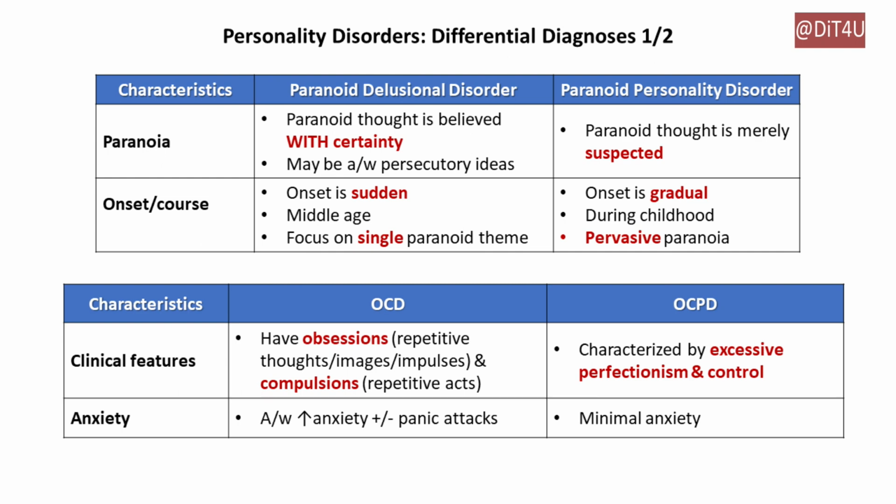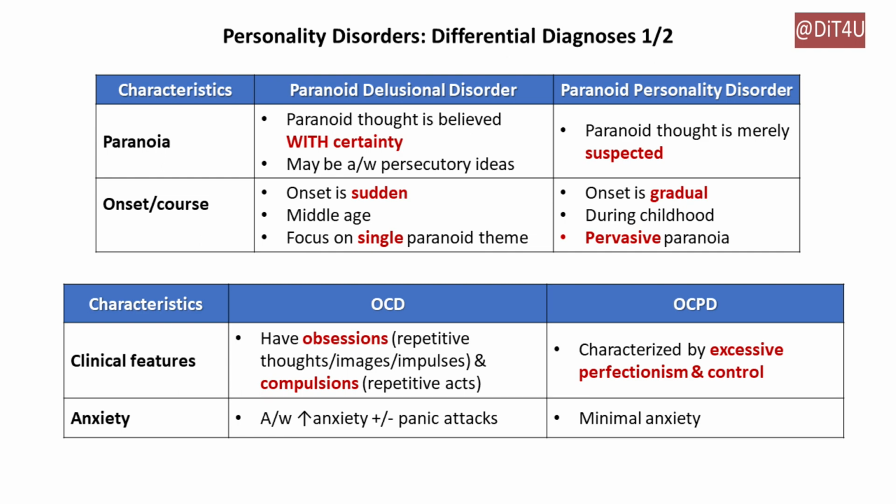Differences between OCD and OCPD. Clinically, OCDs are characterized by two things, that is obsessions, repetitive thoughts, measures or impulses, and compulsion, repetitive acts. Obsessions cause distress, and to relieve the distress, the person carries out compulsive acts. Either one of them can be present and it is still OCD. Whereas in OCPD, it is characterized by excessive perfectionism and control. They don't do any acts per se, and they don't have any recurrent intrusive thoughts per se, but they just want to control everything and they are perfectionists.